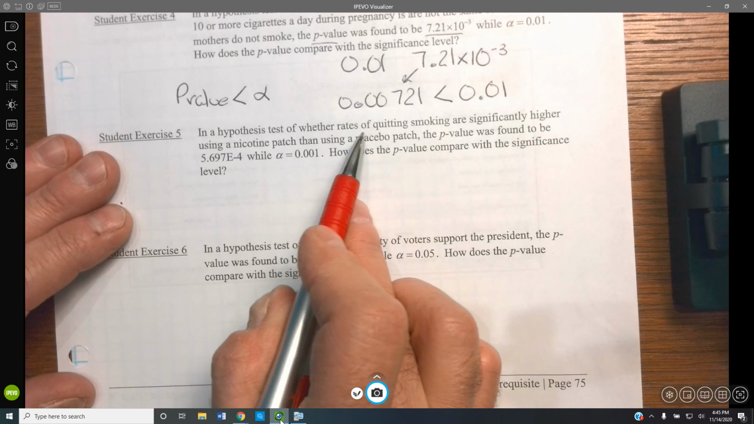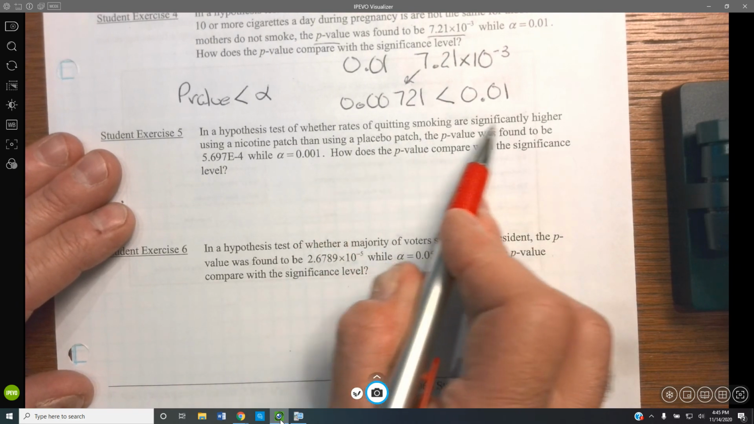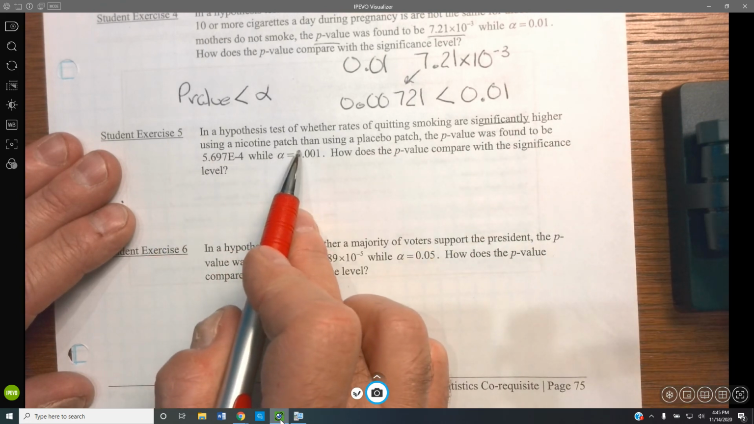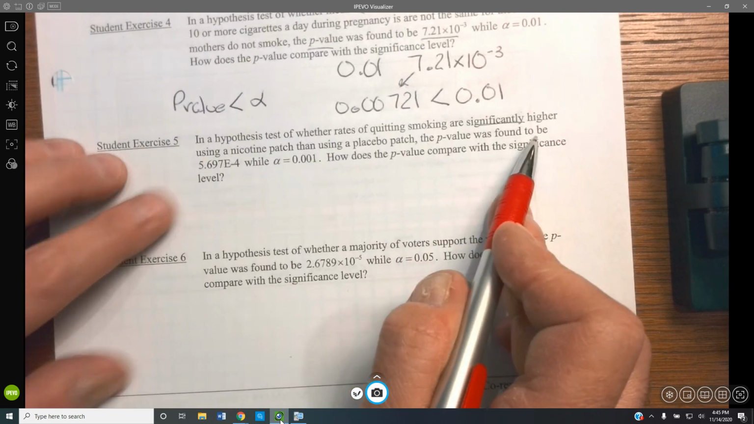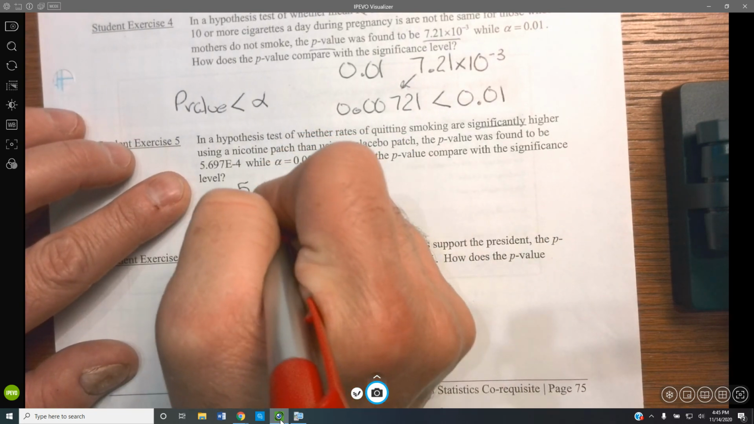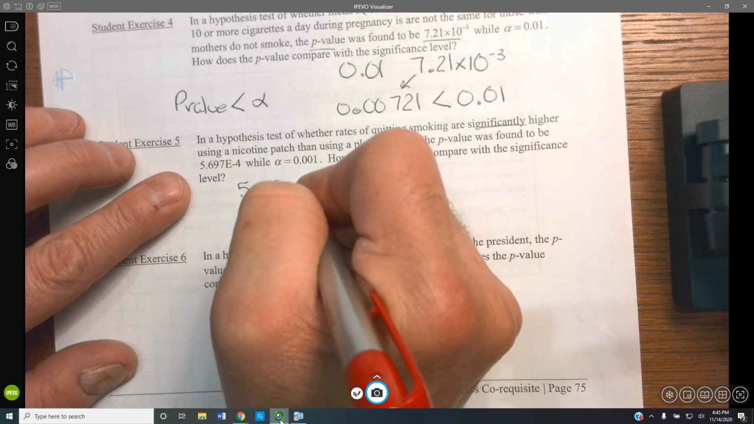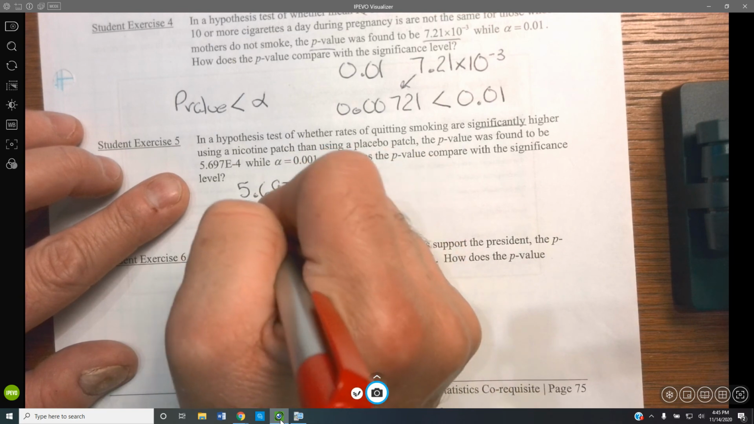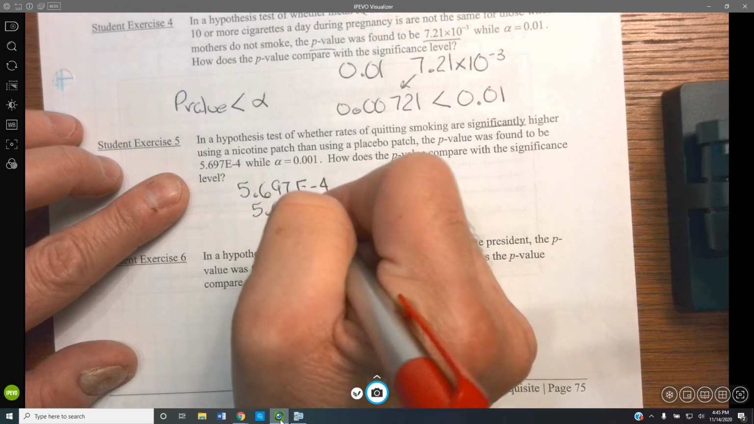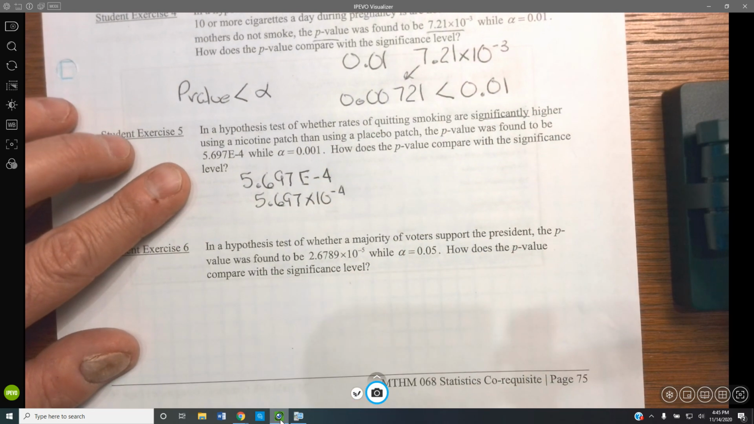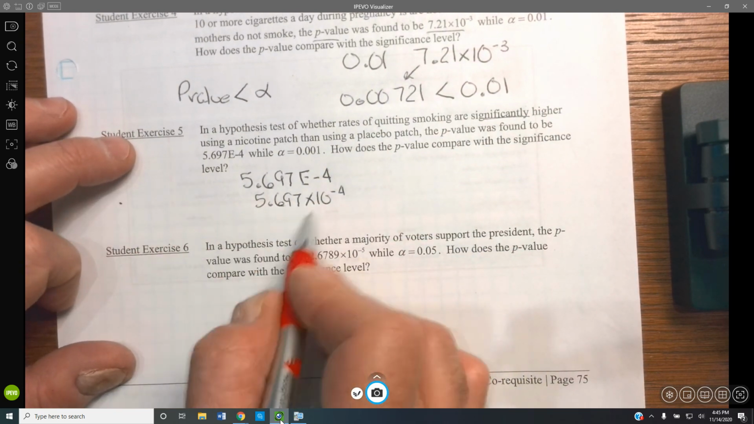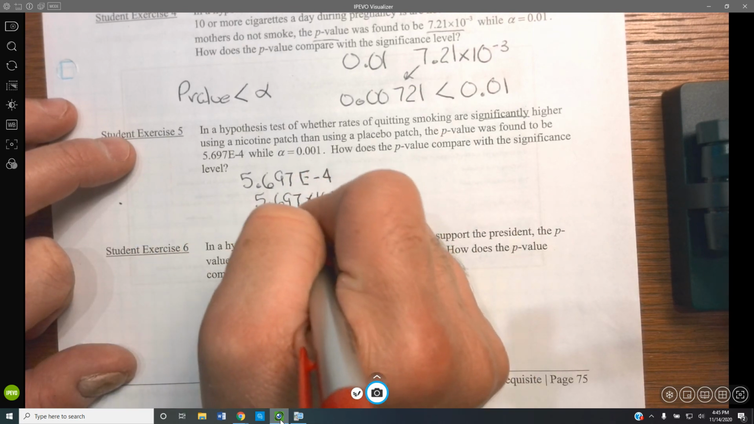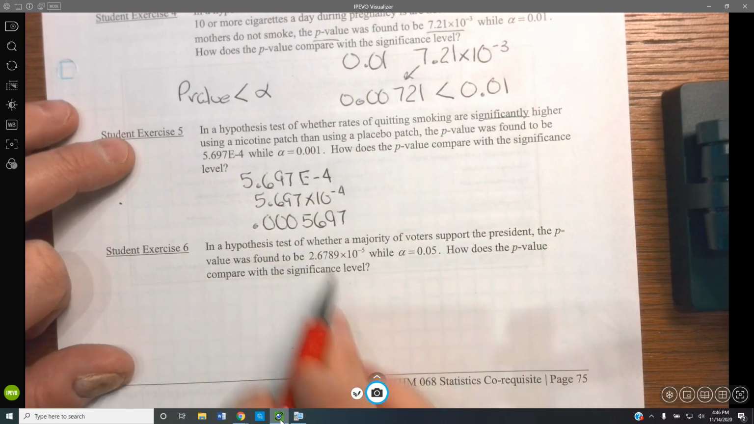In a hypothesis test of whether rates of quitting smoking are significantly higher using a nicotine patch than using a placebo patch, anytime you see that, you're going to see a p-value. The p-value was found to be 5.697 e -4, which means 5.697 times 10 to the -4 if you desire. However, ultimately what we want is the decimal, so we're going to move this thing 4 to the right. 1, 2, 3, 5, 6, 9, 7.